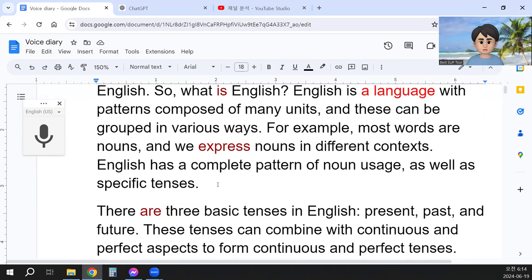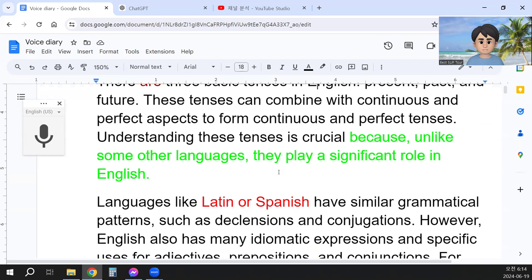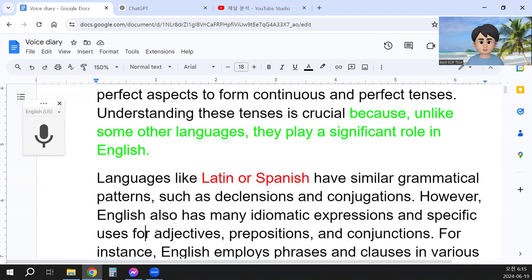There are three basic tenses in English: present, past, and future. These tenses can combine with the continuous and perfect aspect to form continuous and perfect tenses. And understanding these tenses is crucial because, unlike some other languages, they play a significant role in English. Languages like Latin or Spanish have a similar grammatical pattern, such as declension and conjugation. What is declension and conjugation? However, English also has many idiomatic expressions and specific uses for adjectives, prepositions, and conjunctions.